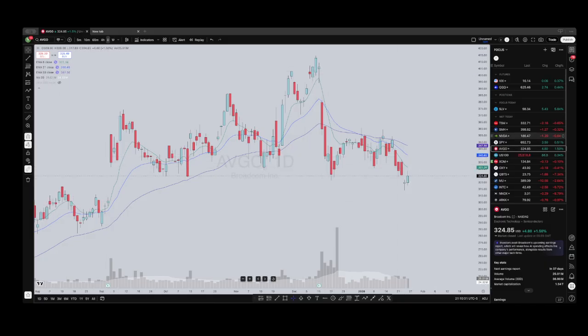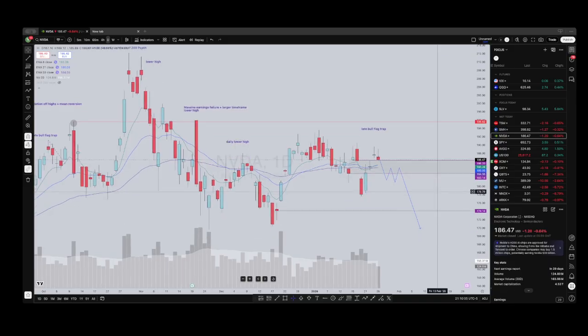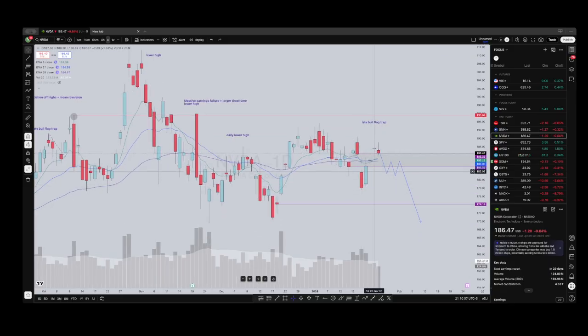I still have my eyes on it. I currently have no position, but this is what I'm looking for. I want to see price lose the daily moving averages and base under 185, and I'll be looking to get aggressive on this. Yeah, AVGO is in the bull gap. It swept that bull gap, actually.